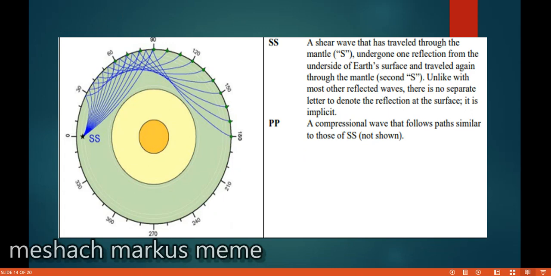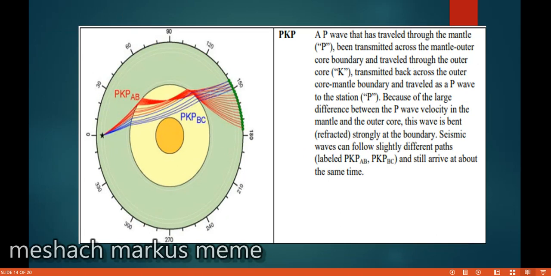Okay, we look at here, in this case we have SS. We said a shear wave that has traveled through the mantle undergoes one reflection from the other side of the surface and travels again through the mantle. Second S, unlike most of the reflected waves, there is no separate letter to denote the reflection at the surface. It is implicit.